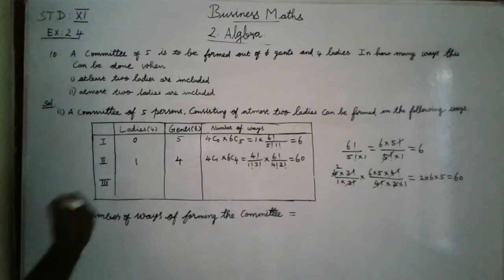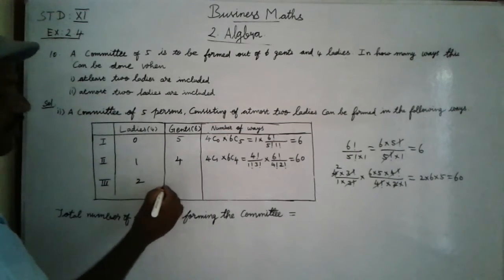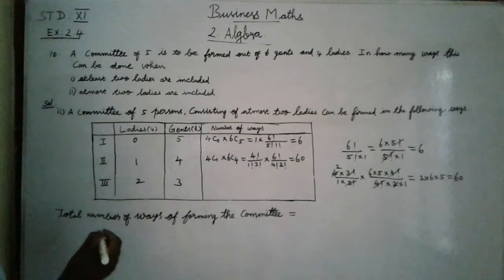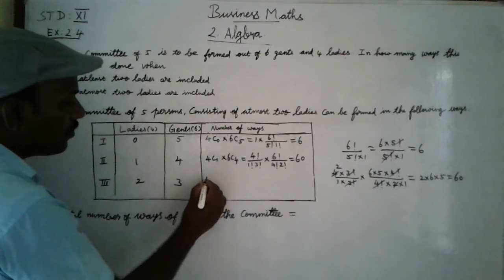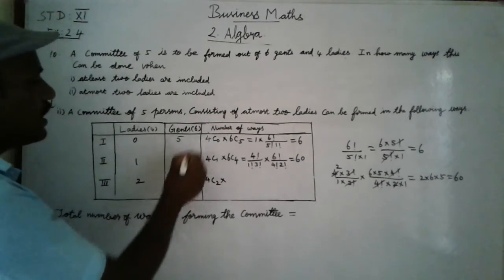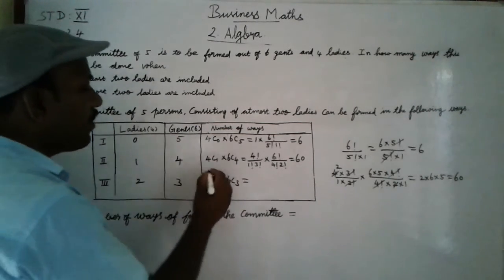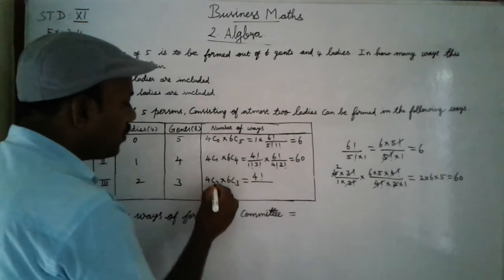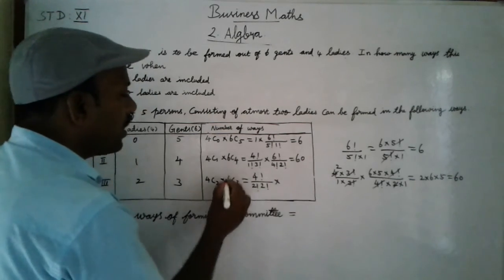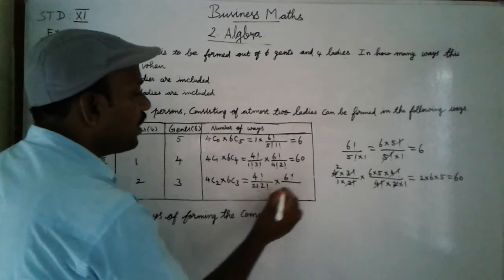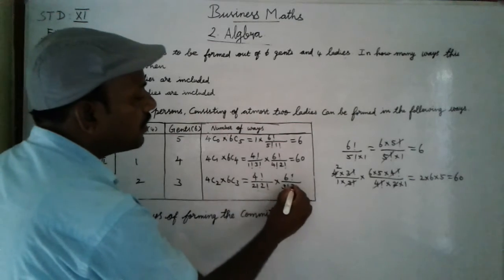Next, 2 ladies. Maximum is what? 2 ladies. How many gents are there? 2 plus 3 is 5. So 3 gents, so 2 plus 3 is 5 persons. So we should write 4C2 into 6C3 equal to, substitute the formula: 4 factorial divided by 2 factorial, 4 minus 2 is 2 factorial, into 6 factorial divided by 3 factorial, 6 minus 3 is 3 factorial.